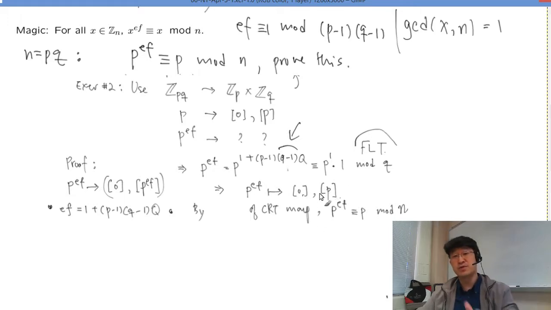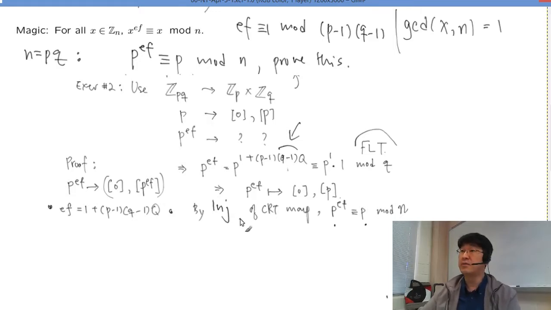So this is mapped to (0, p), right? What other thing is mapped to (0, p)? P itself, right? What property of the CRT allows you to conclude that this goes to (0, p), that goes to (0, p), therefore they should be the same? Injectivity. Injectivity of the CRT map allows you to do these two things at the same time.